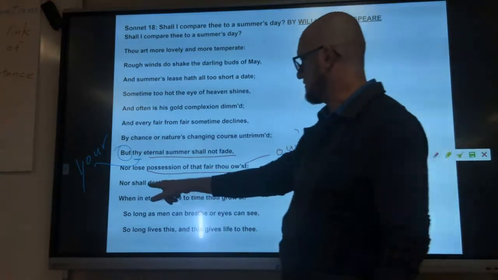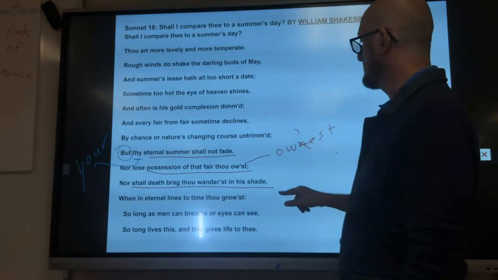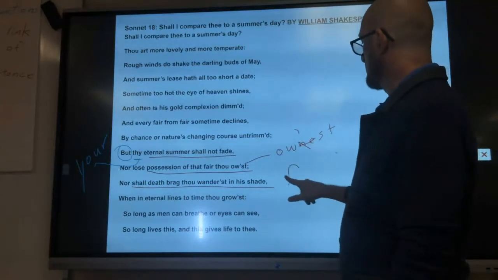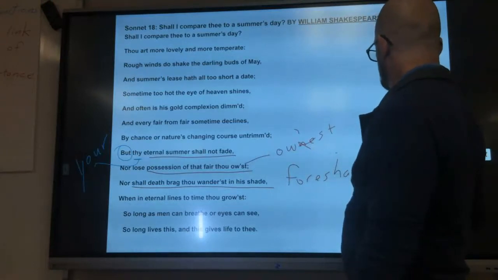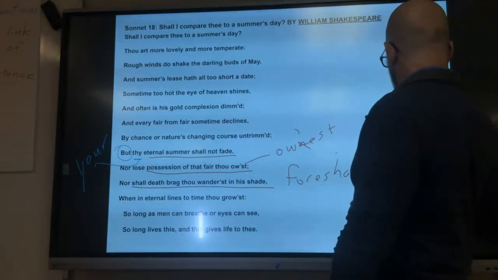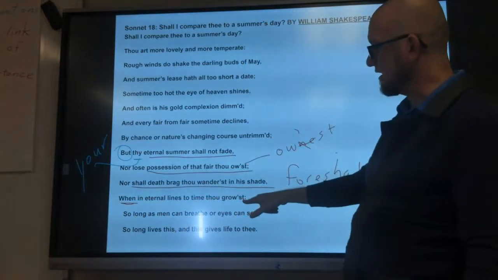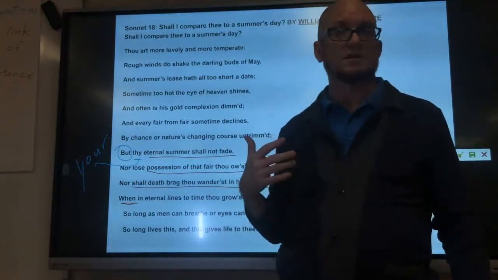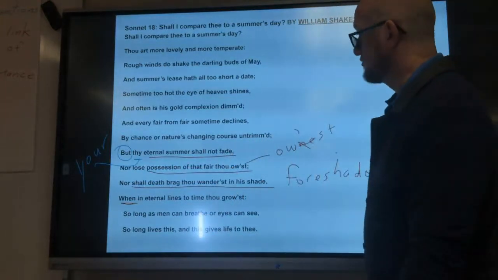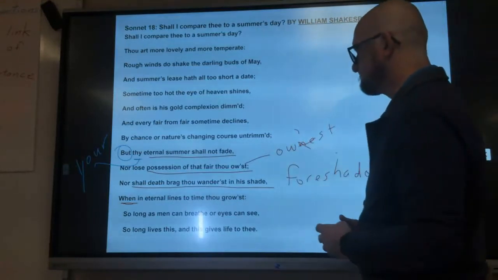Nor shall death brag thou wanderest in his shade. This is more potential foreshadowing. There's an acknowledgement here, when in eternal lines to time thou growest. There's an acknowledgement here that his beloved will eventually pass away, as we all do. But even death will not take away that beauty.